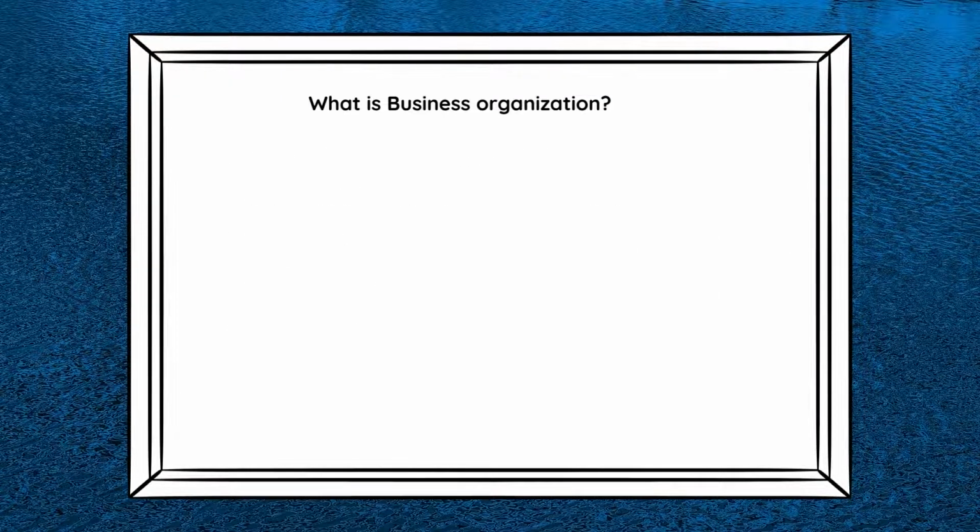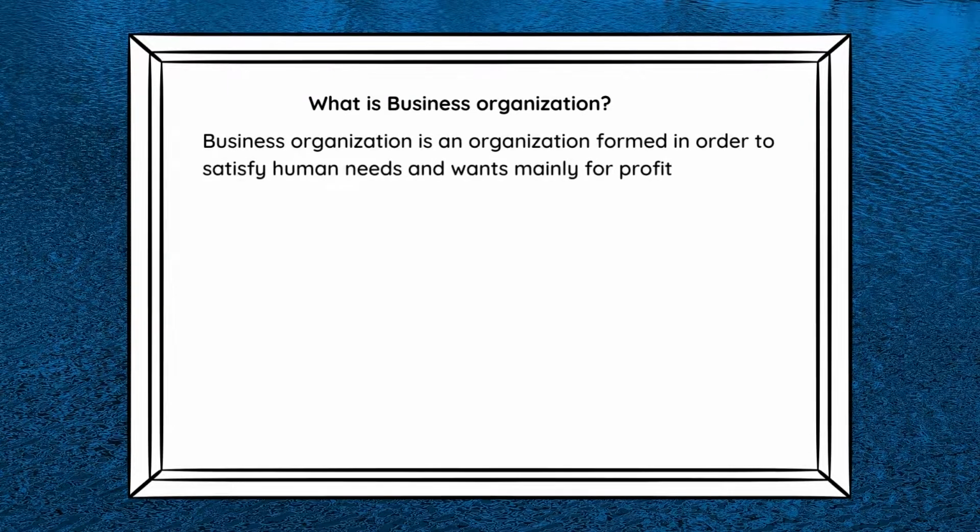Now let's see what a business organization is. A business organization is an organization formed in order to satisfy human needs and wants, mainly for profit. When the population of a country increases, the process of manufacturing and distributing goods and services expands. Therefore, different types of business organizations are established in order to fulfill the needs and wants of people.